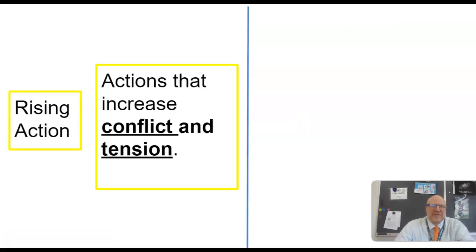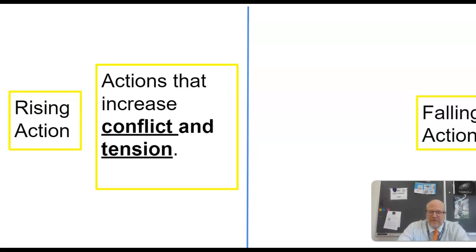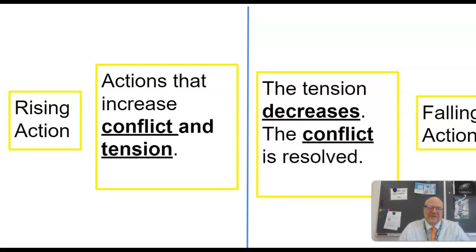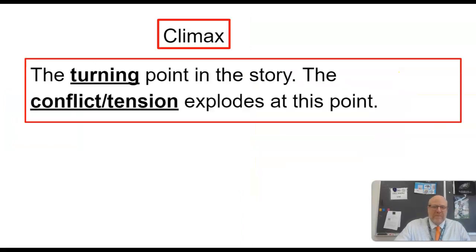Then we get rising and falling action. Rising action: the conflict and tension increase until we get to that explosion of the climax of the story, which we will get to on the next slide. You're now going to fill in falling action, where the tension decreases. The conflict is getting resolved after the climax of the story. Climax, the turning point. This is where that conflict and tension has been rising. Boom. It's exploded. All heck breaks loose.